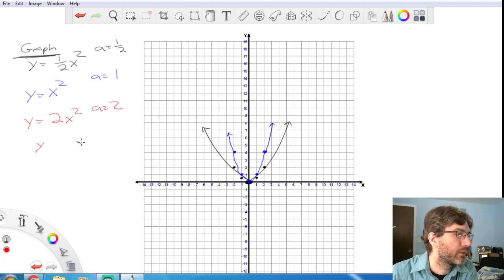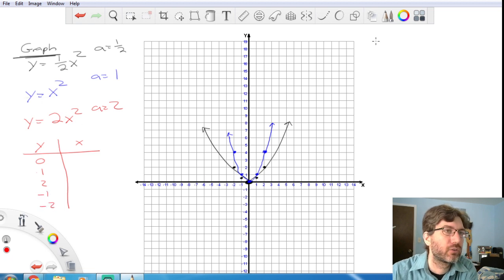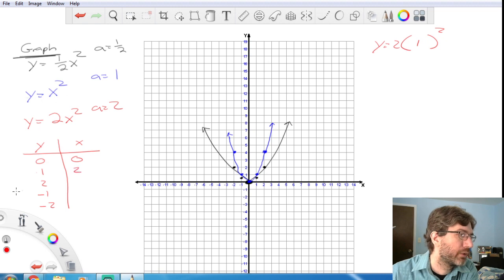So y's and x's. Again, 0. I'm going to pick 1. I'm going to pick 2. I'm going to pick -1. I'm going to pick -2. And it's y equals 2 times my x value squared. Pick 0. Everything comes up 0. No surprise there. Pick 1. 1 squared is 1. 1 times 2 is 2. Pick 2. 2 squared is 4. 4 times 2 is 8.